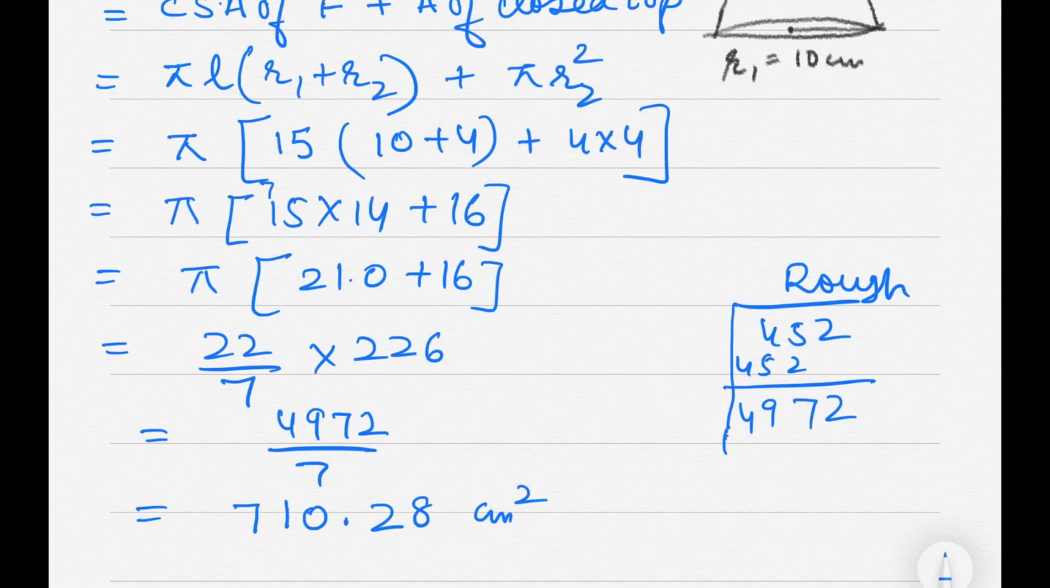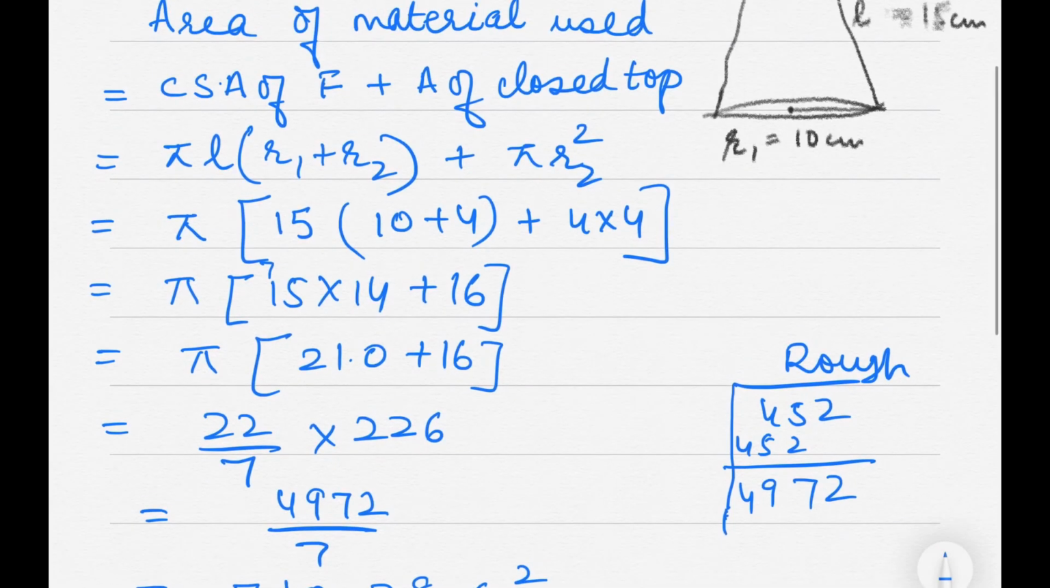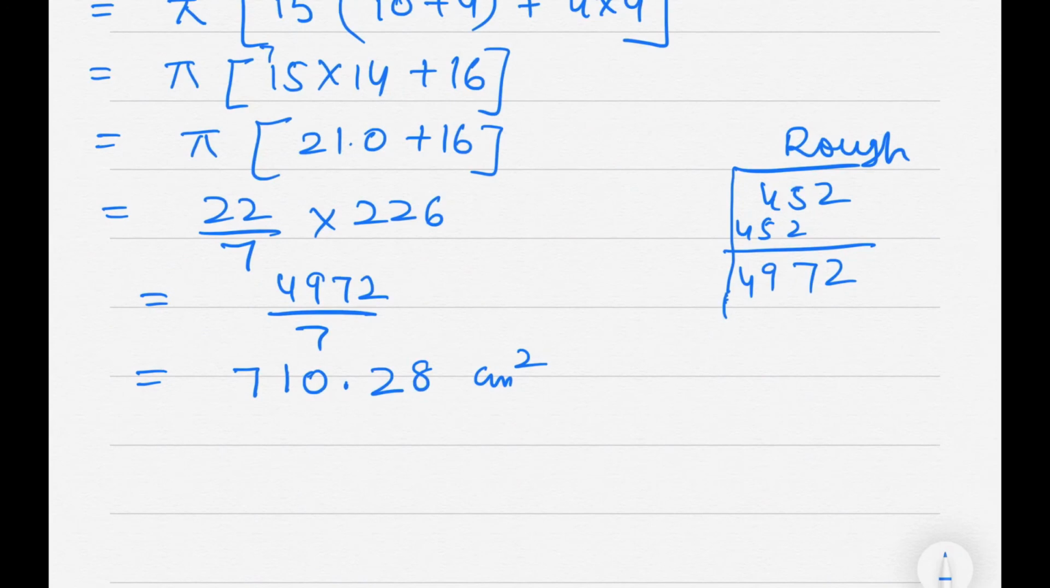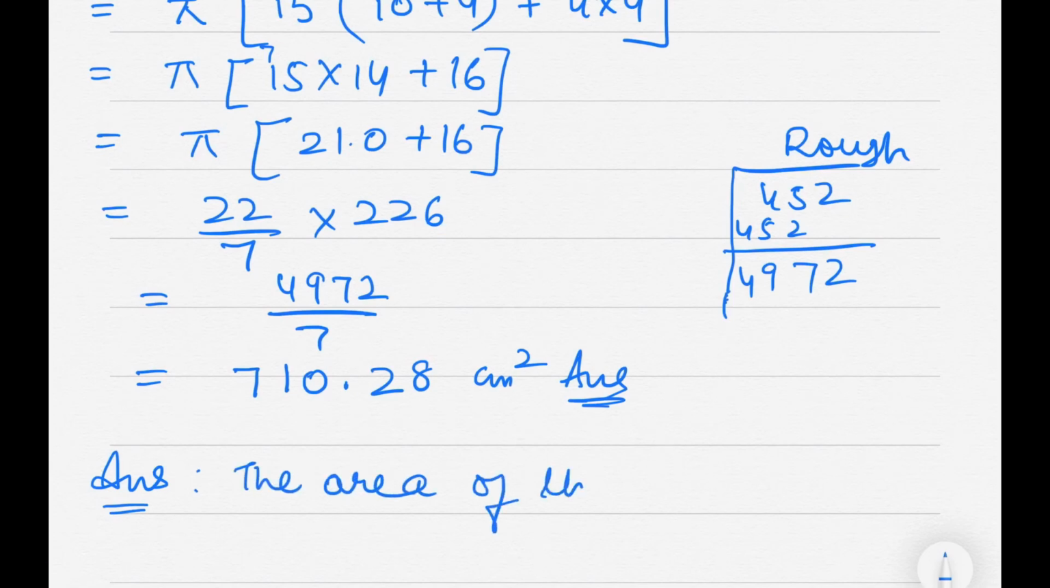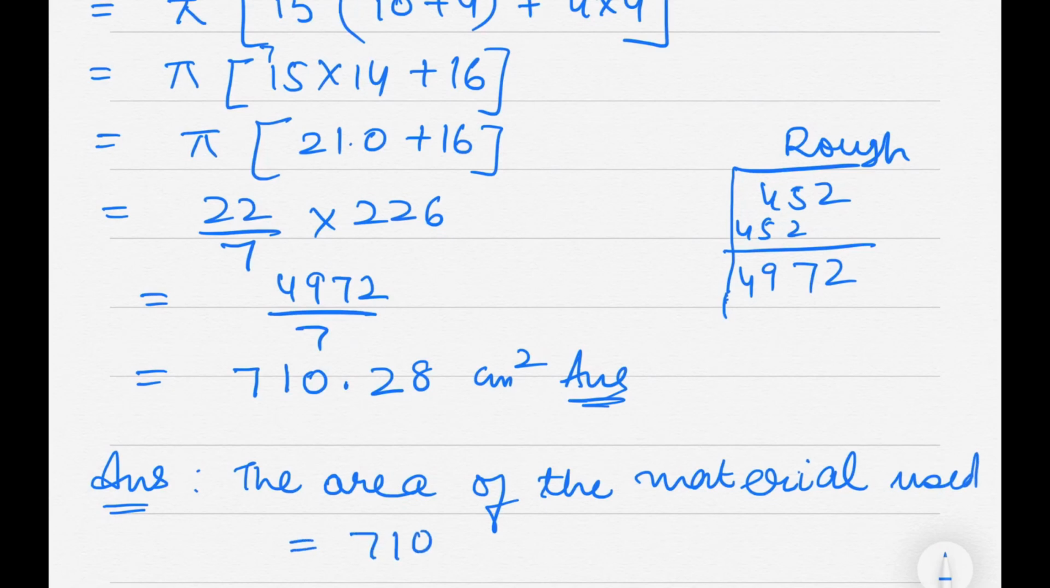So centimeter square. My area of material used, I can write down only the answer, or I can write it in a statement also. The area of the material used is 710.28 centimeter square.